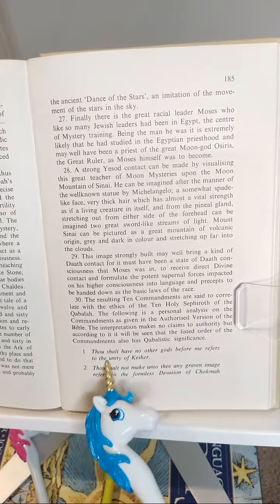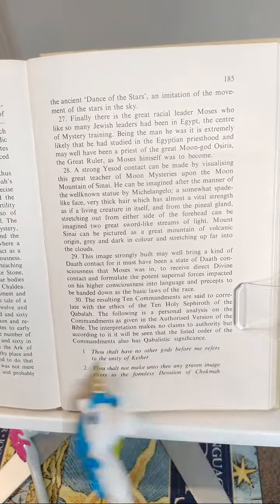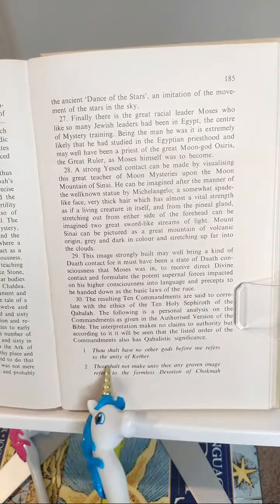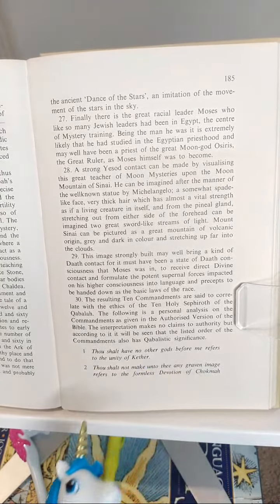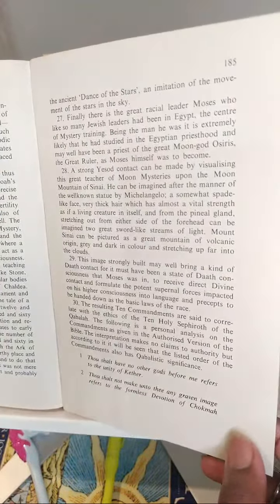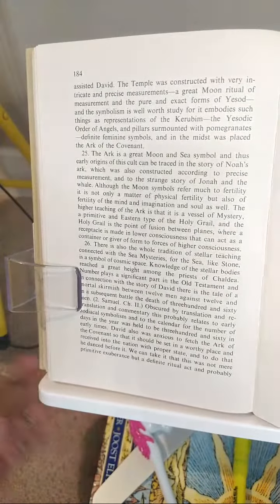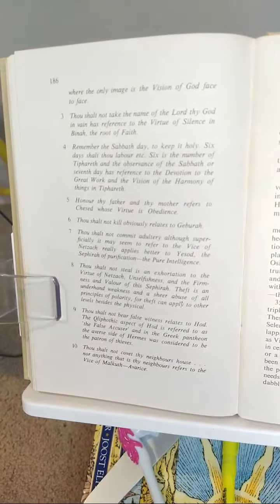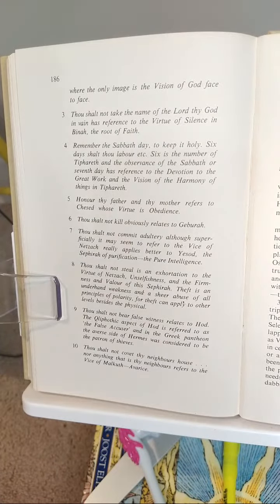1. Thou shalt have no other gods before me refers to the unity of Kether. 2. Thou shalt not make unto thee any graven image refers to the formless devotion of Chokmah, where the only image is the vision of God face to face. Alright, so no other gods before me, Kether. Thou shalt not make unto thee any graven image, the formless devotion of Chokmah. Right. Okay.